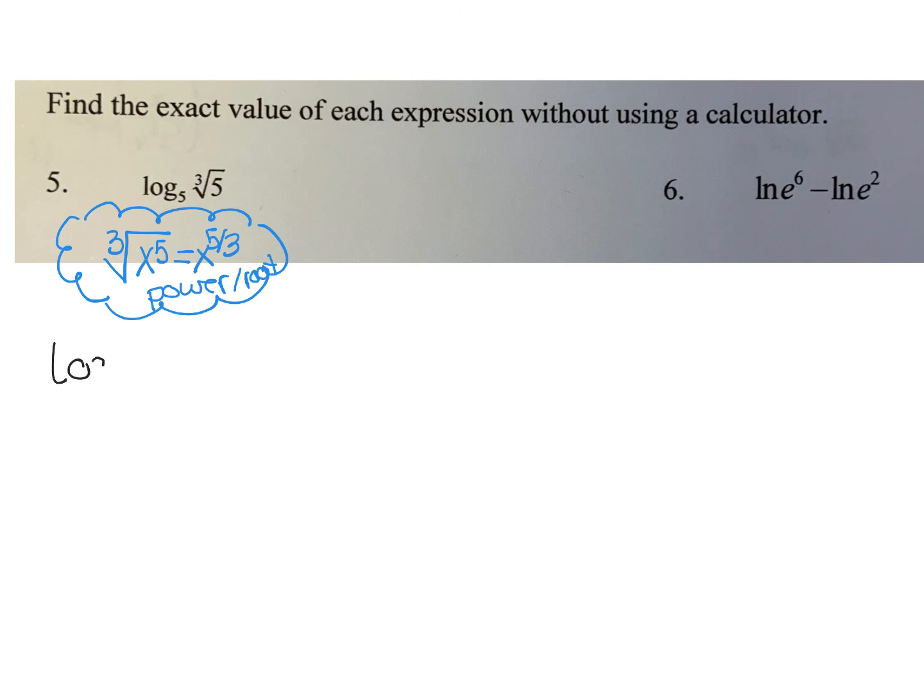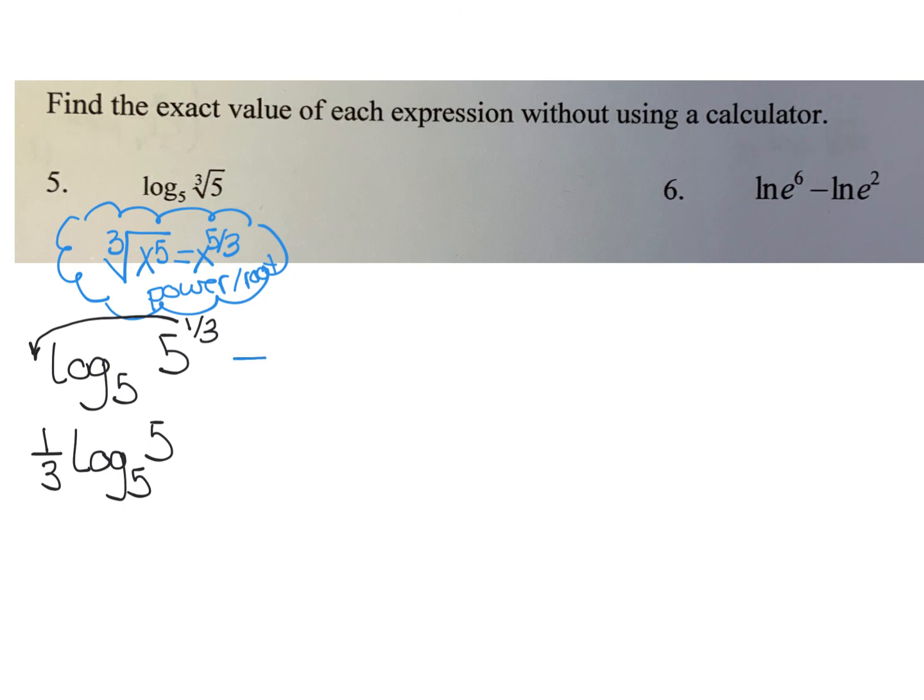So using what I just said, log base 5 of 5, the power on the 5 is 1 and the root is a 3. That's a power, so I can drop it in the front. So I get 1/3 log base 5 of 5. And it says that I want to find the exact value. Well, you can do one of two things here.